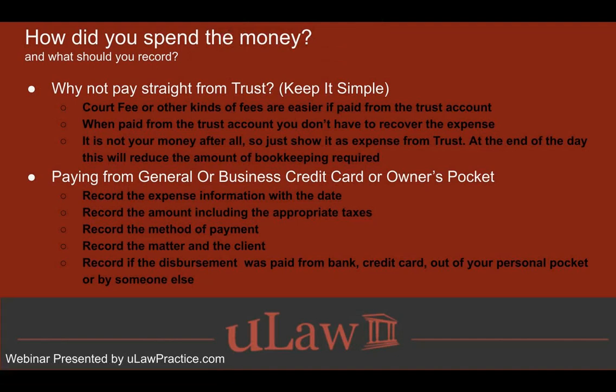So all you've got to do is show it as an expense or a trust payout from trust, and it'll automatically reduce the balance currently available in the trust account. So your requirement for bookkeeping is definitely lesser by two or three steps compared with the general account.